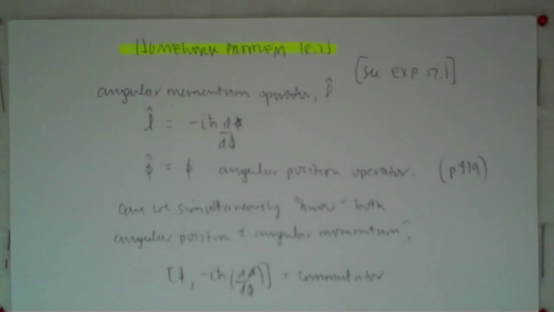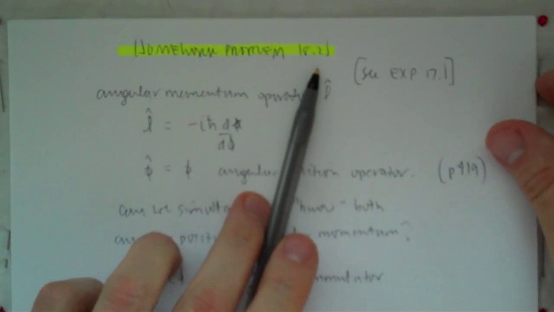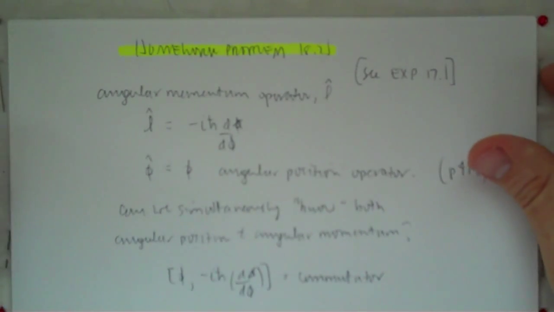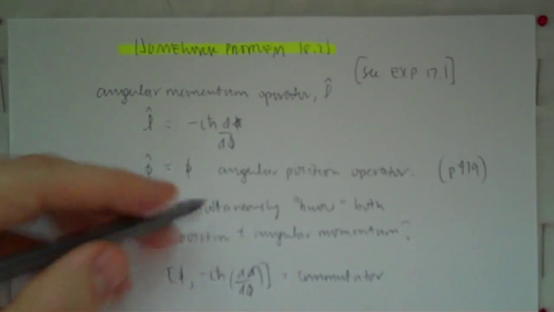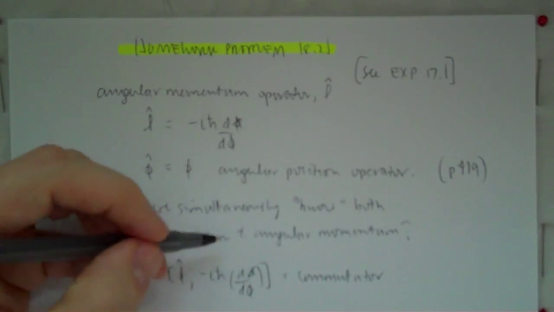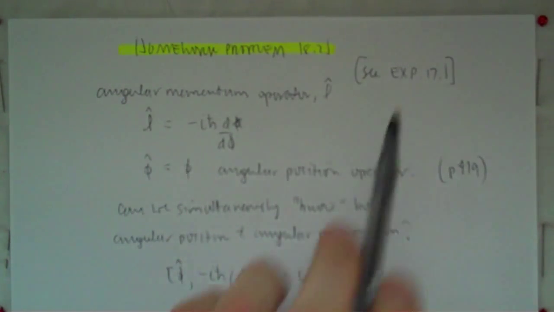Okay, so I got a student request a few minutes ago to do homework problem 18.21. It's about the commutator of the angular position operator and the angular momentum operator, and that's the commutator. That's the way we do this commutator language.